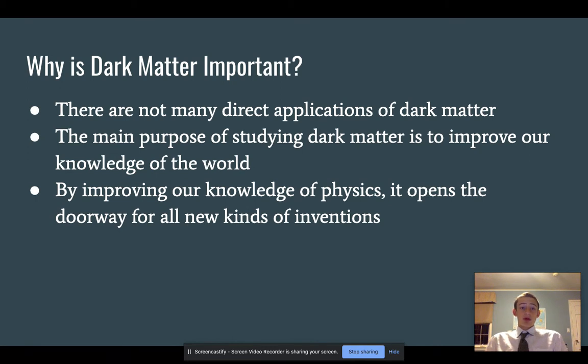Then why is it important? Right now, there are not that many direct applications of dark matter to everyday life, but the main purpose of studying dark matter is to improve our knowledge of the world and the standard model, in hopes of creating one theory of everything, and understanding the phenomena around us more. By improving our knowledge of physics, it opens the doorway for all new kinds of inventions, as many of the formulas that have been derived from it have gone on to make really amazing inventions.